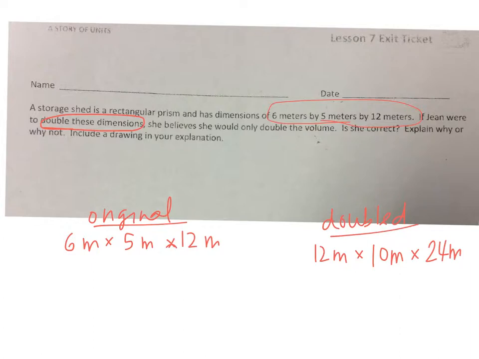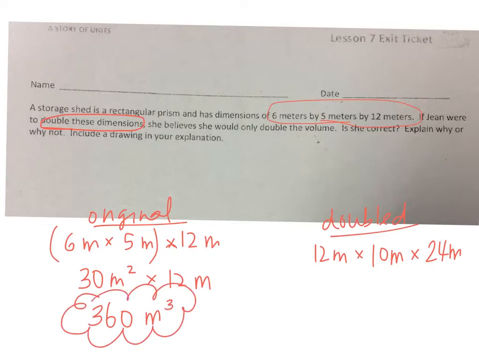Let's find out. How can we find the volume of the original structure? Well, we can do 6 times 5, which is what? 30. But when I multiply 6 meters by 5 meters, what kind of meters did I get? Square meters. So it's 30 square meters times 12 meters. What's 3 times 12? 36. So what's 30 times 12? 360. What kind of meters? So that's my original volume. Yes? Okay. Now let's find our doubled volume.